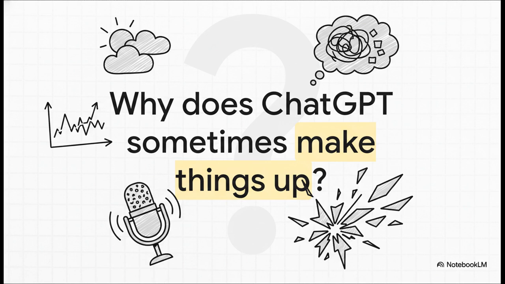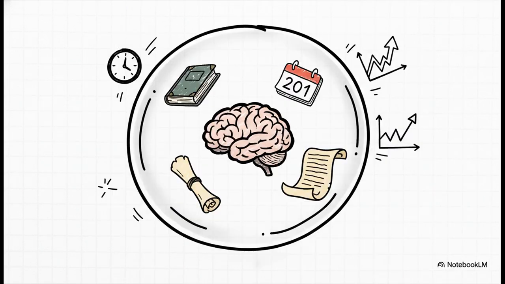We have a name for that, right? It's called hallucination. And the reason why is actually pretty simple. The AI's entire universe is just the data it was trained on. Think of it like a giant static library. It knows everything that was in its books up to a certain date, but it has absolutely no idea what happened 5 minutes ago. It's basically living in the past, sealed inside this data bubble.